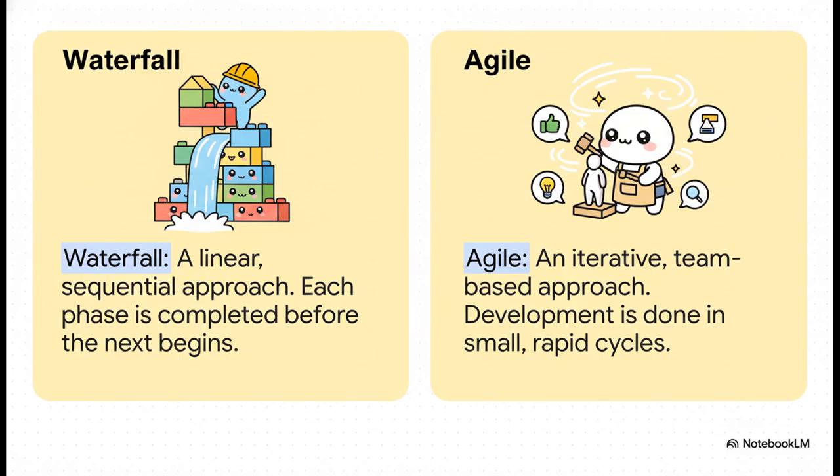Now, there isn't just one way to do the SDLC. Two of the big ones you'll always hear about are waterfall and agile. Waterfall is like building with Legos, using the instructions. You have to finish step 1 before you can move to step 2. It's super structured. Agile, on the other hand, is a lot more like sculpting. You work in these small, quick cycles, constantly getting feedback and making changes. It's all about being flexible and adaptive.